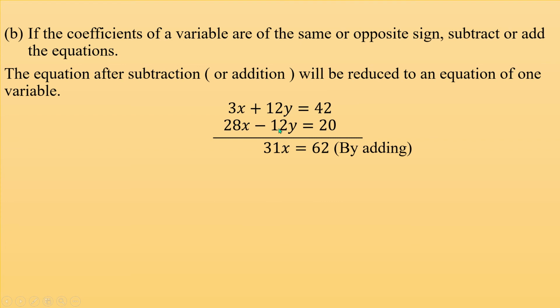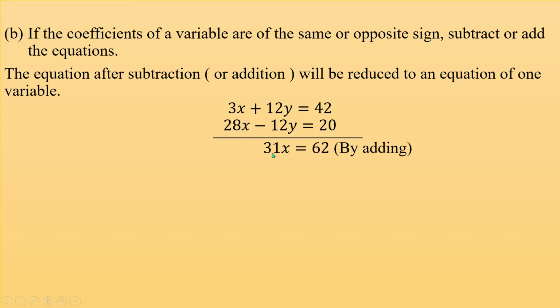Remaining here 28x plus 3x equal to 31x, and here will be 62. So the first condition: same or opposite. As opposite, we have to add. If same, we have to subtract. First part addition or subtraction, and second part will be reduced to an equation of one variable.